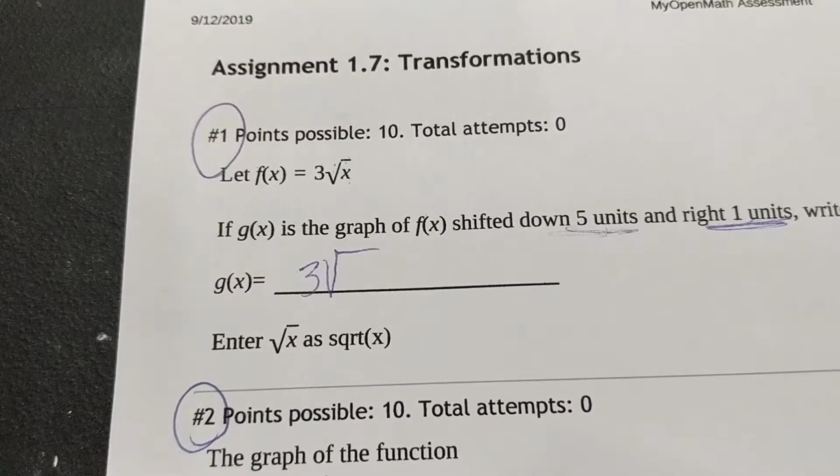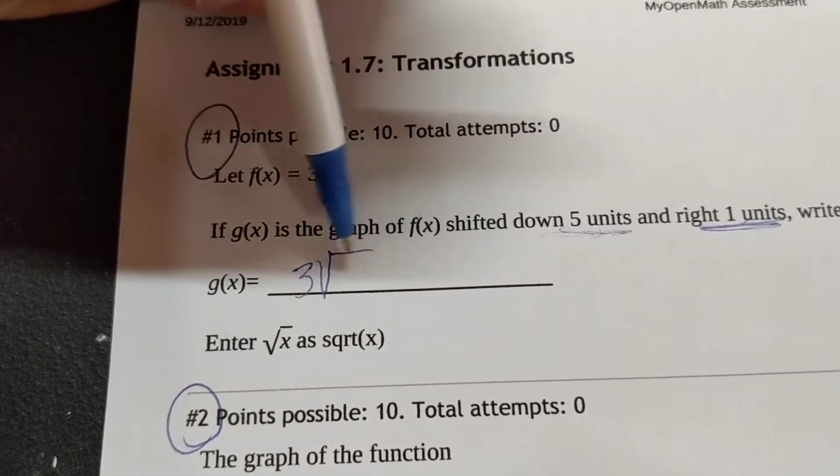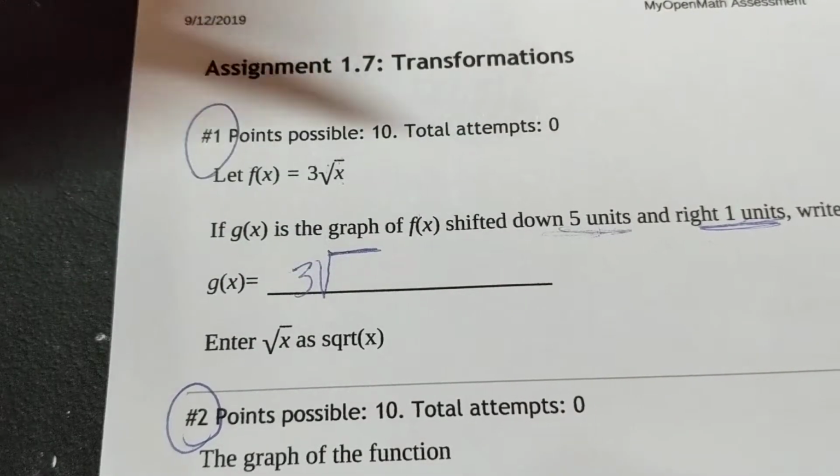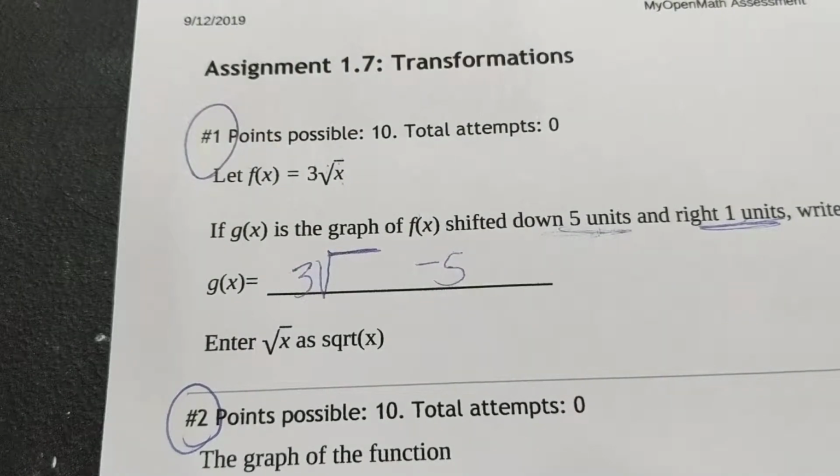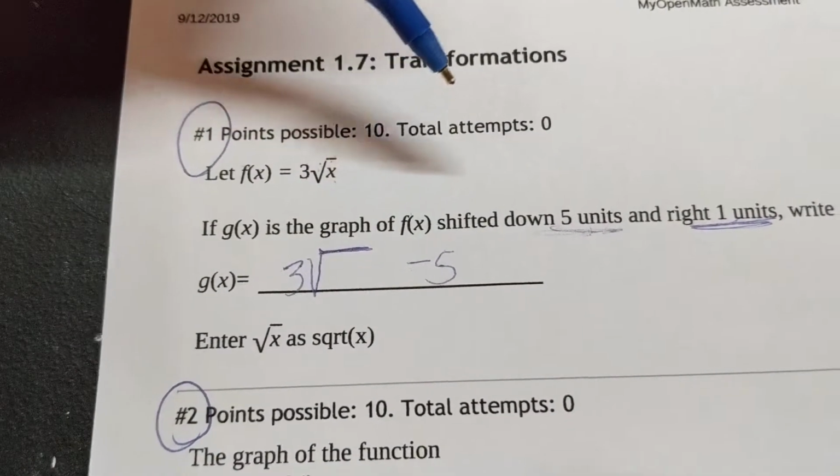If it's shifted down 5 units, that's easy enough. Up and down stuff means it happens after the function. So I wouldn't put it in the radical, but that means a minus 5 after the fact. So that means down 5, like we probably talked about in class.